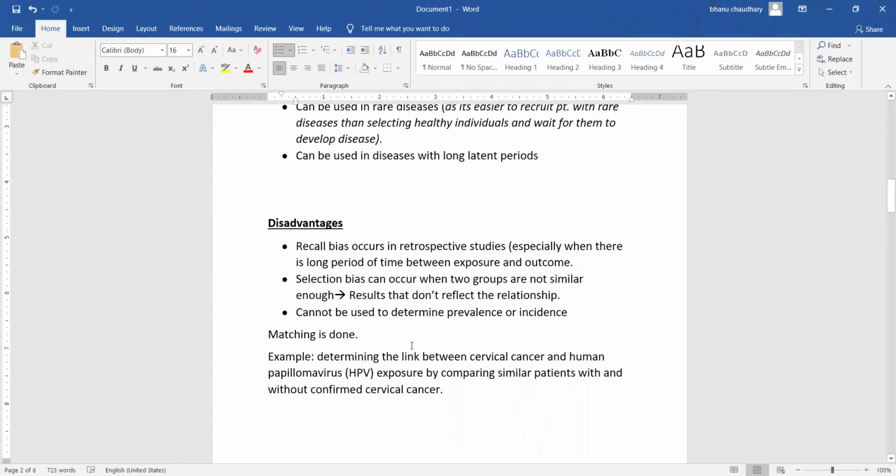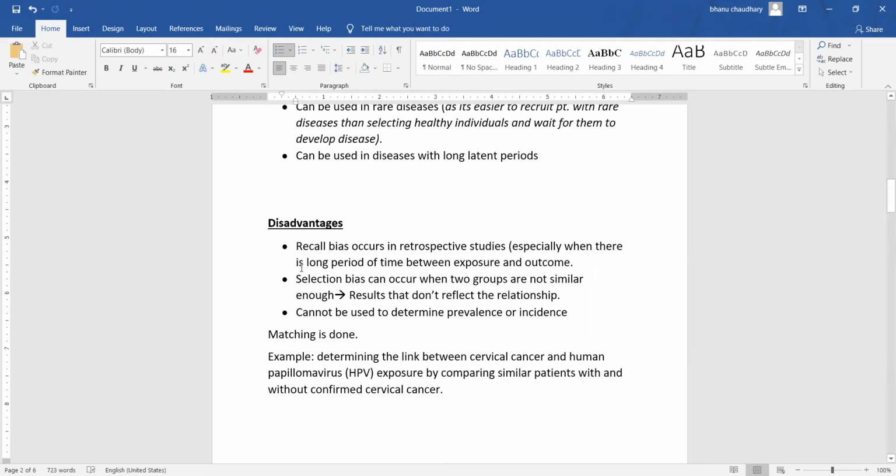Then what are the disadvantages of a case control study? First is the recall bias. Recall bias is especially true when there is a very long time period between the exposure and the outcome, so some patients might forget whether they had the exposure or not. Whenever you conduct an interview to check whether the patient has a history of exposure, he might forget his exposure, and it can lead to recall bias.